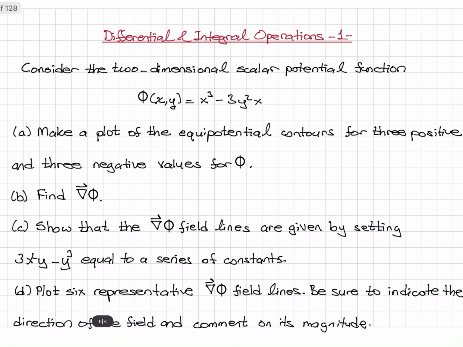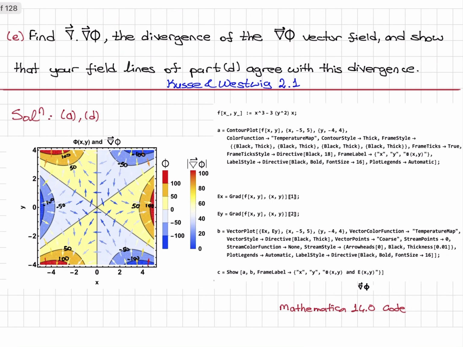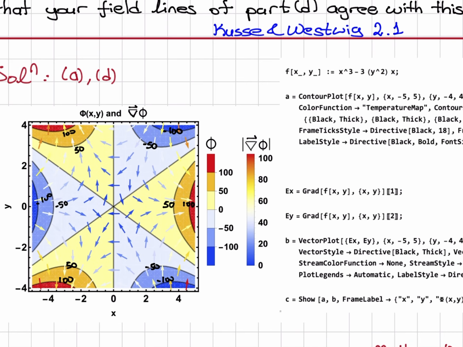Okay, so we were supposed to show that these should be equal to a series of constants. Then we plotted field lines. Basically, the x component must be gradient of phi's x component, the y component gradient of phi's y component, and those are the field lines, and its direction basically is indicated here. The magnitude is indicated by the color of the field line. So very low magnitude, close to zero, almost zero magnitude in the middle.